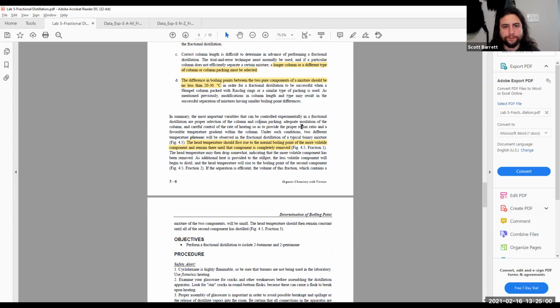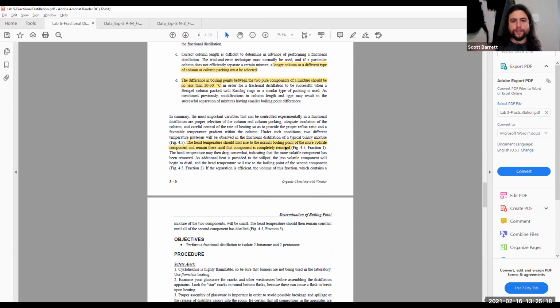And so finally, we want to understand that under such conditions, 2 different temperature plateaus will be observed in the fractional distillation of a typical binary mixture, and that the head temperature should first rise to the normal boiling point of the more volatile component and remain there until that component is completely removed.